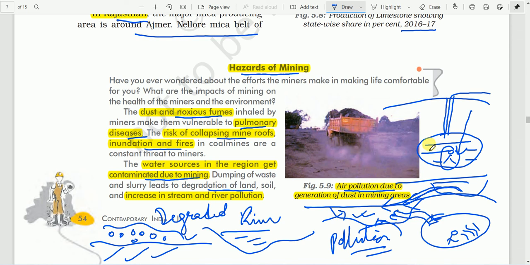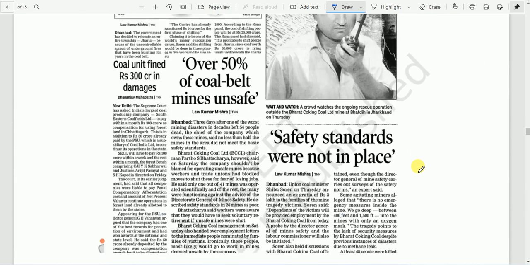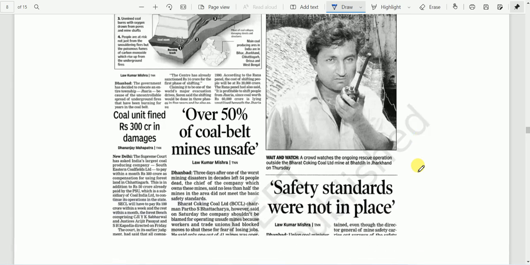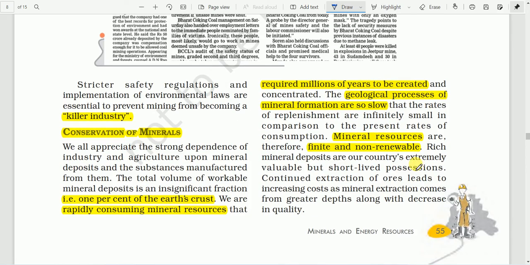That is why mining is also known as a killer industry. It affects the miner directly as well as the people indirectly, and that is why mining is known as a killer industry.